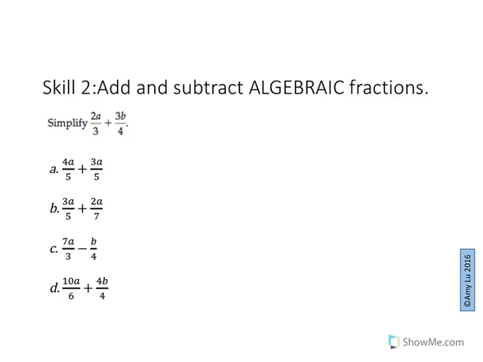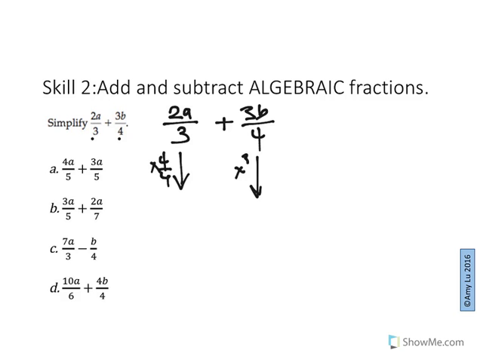Adding and subtracting algebraic fractions is the same as with normal fractions. You have to find a common denominator. For the first example, we don't have a common denominator. It's quite simple, it's just 3 and 4. So 2a over 3 plus 3b over 4. I need to multiply this whole thing by 4 over 4 and this whole thing by 3 over 3 because I want a common denominator of 12.